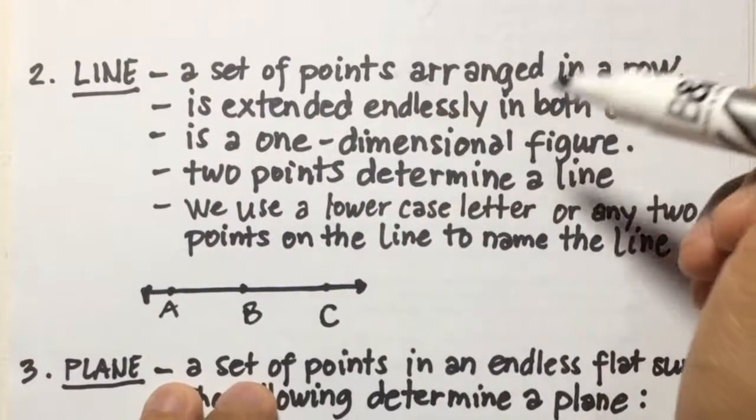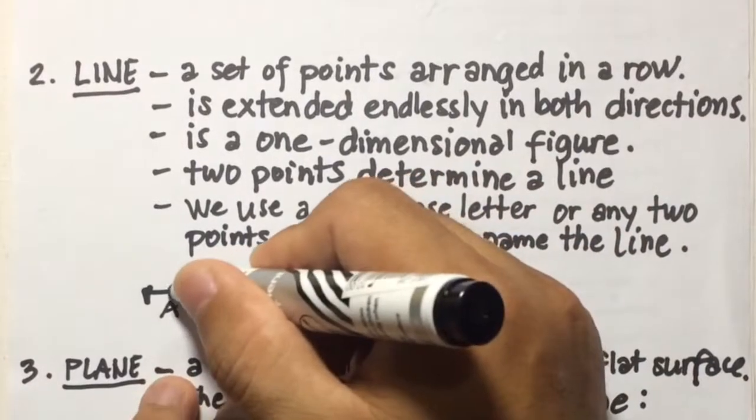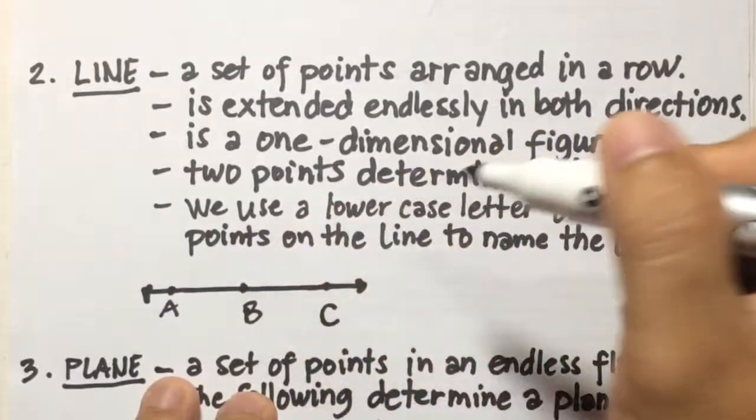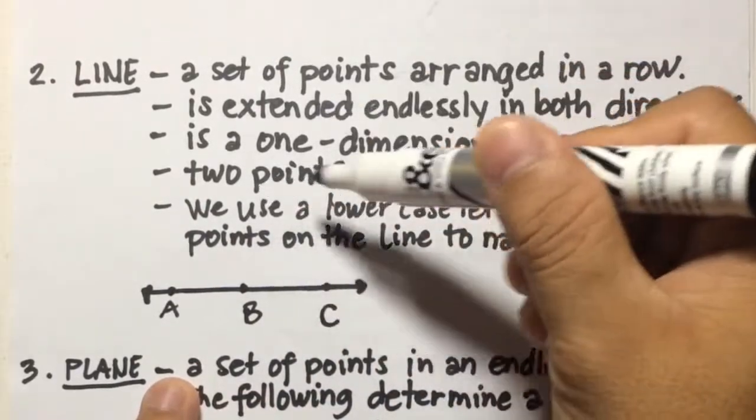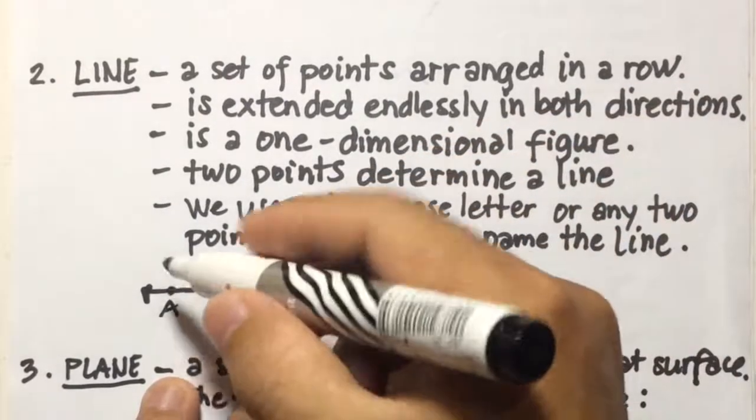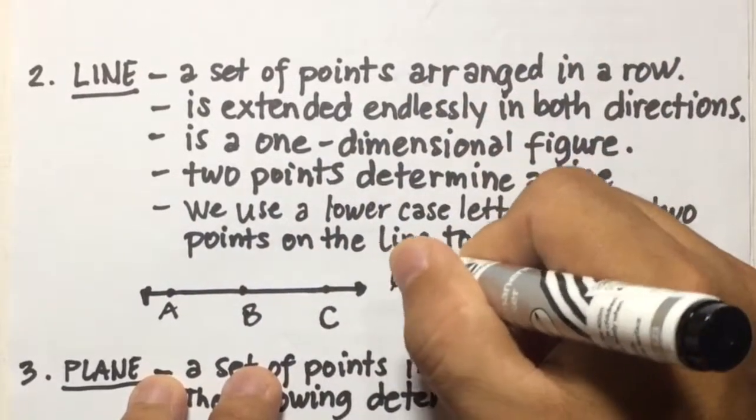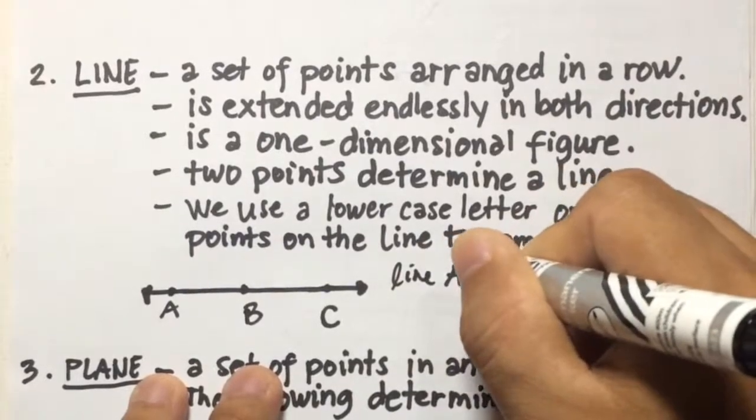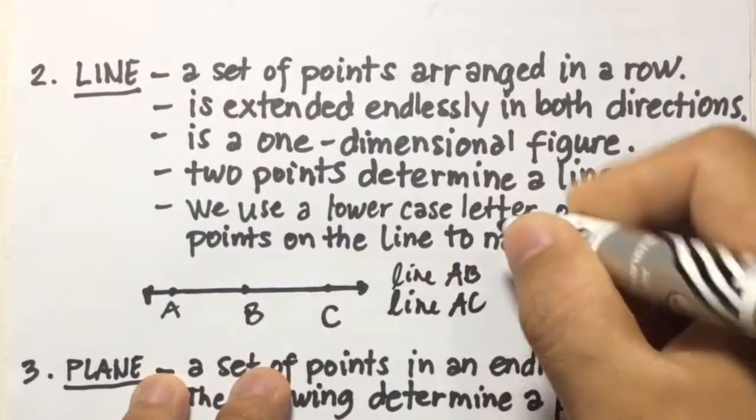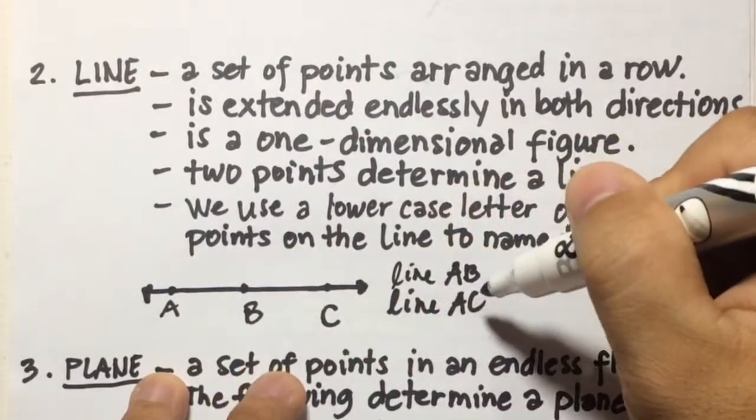Then 2 points determine a line. So if we're going to have 2 points, for example in here, A and B, you can now draw a line, or you can determine a line. Then we're going to use a lowercase letter or any 2 points on the line to name the line. For example, in this line here, we can name this one as line AB, or we can name this one as line AC. This is using 2 points on the line. So line AB or line AC.